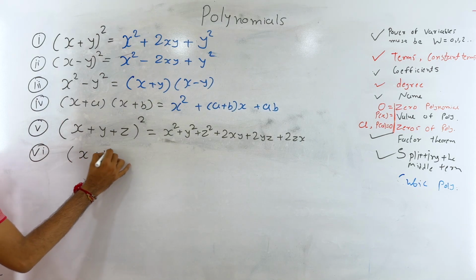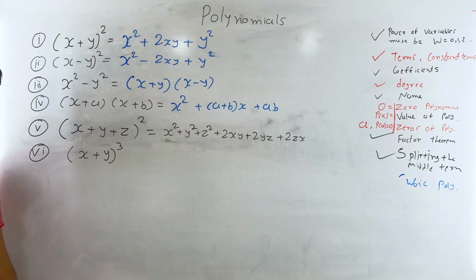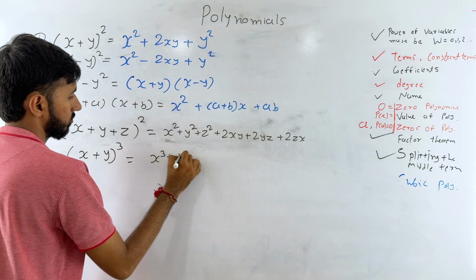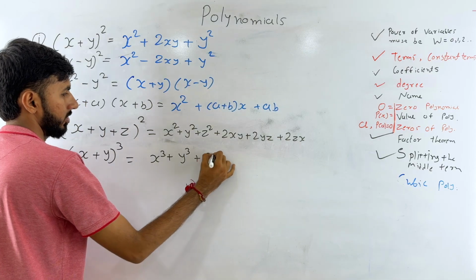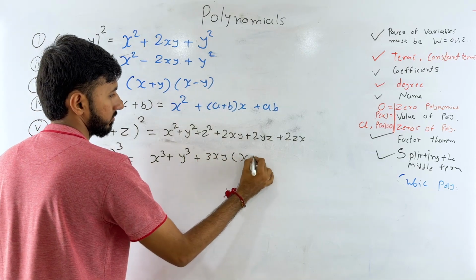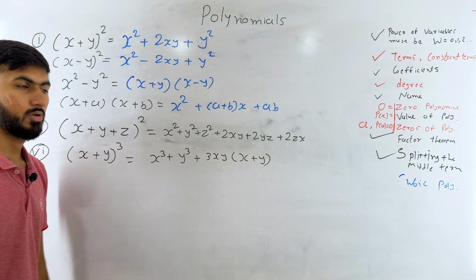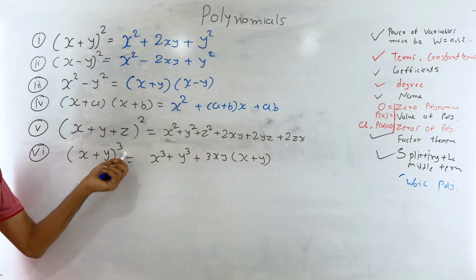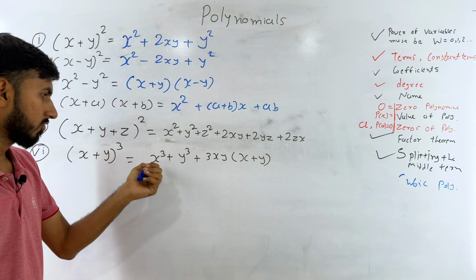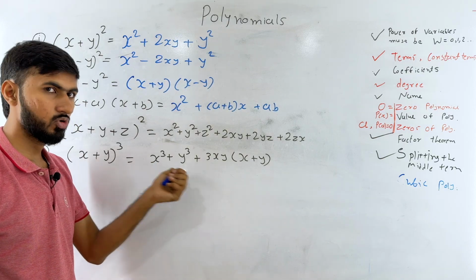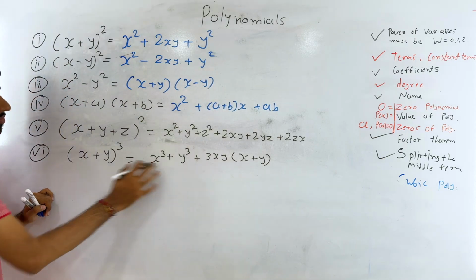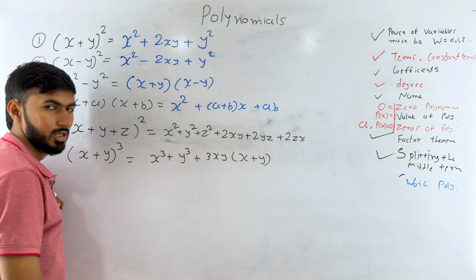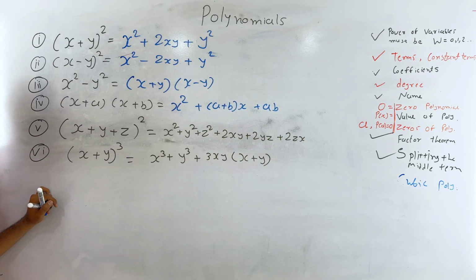Let's say I have (x plus y) whole cube. My answer will be x cube plus y cube plus 3xy in bracket x plus y. What I have written is, if my question is (x plus y) whole cube, my answer will be in the form of x cube plus y cube, cube of first term plus cube of second term, plus 3 multiply first and second term in the bracket, addition of first and second term.